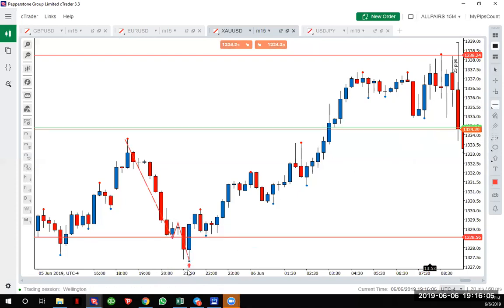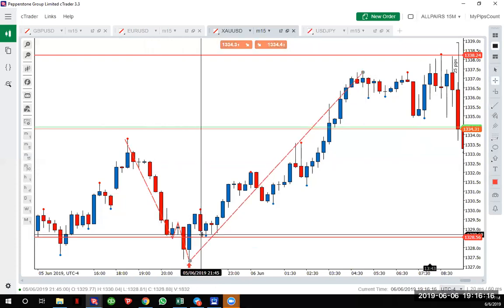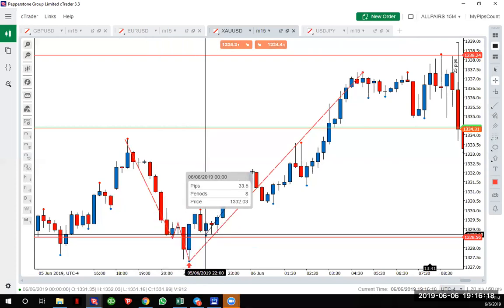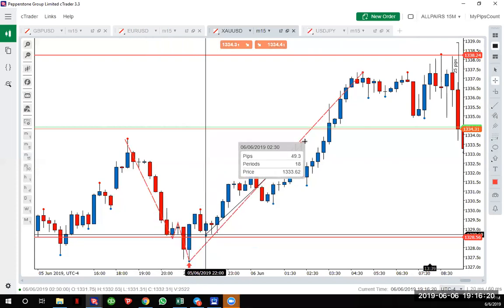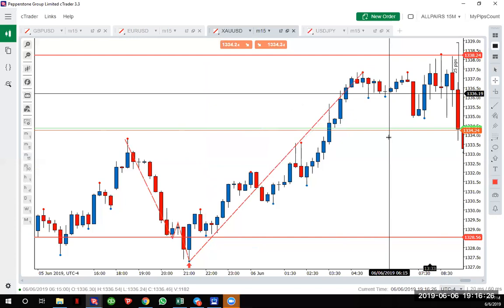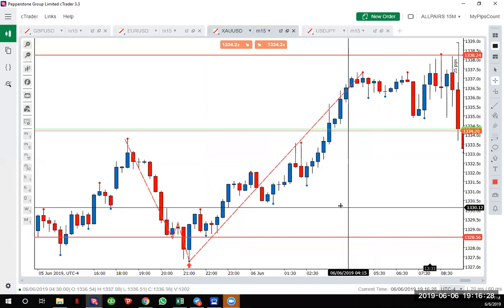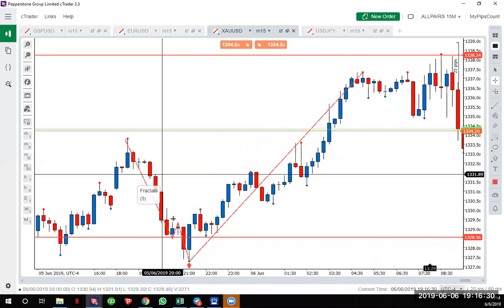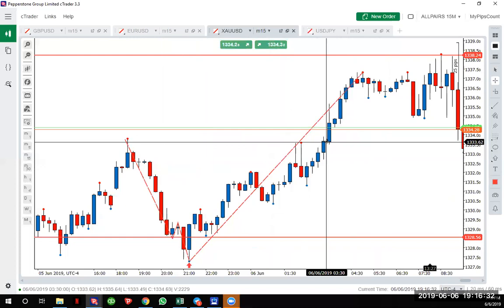And then guess what now? The market started to buy. Beautiful trade. If you came out here, you made 33 pips. If you came out here, you made 49. If you came out here, you made 86. If you came out here, you made 95. Pips, pips, pips. Trading the letter W.